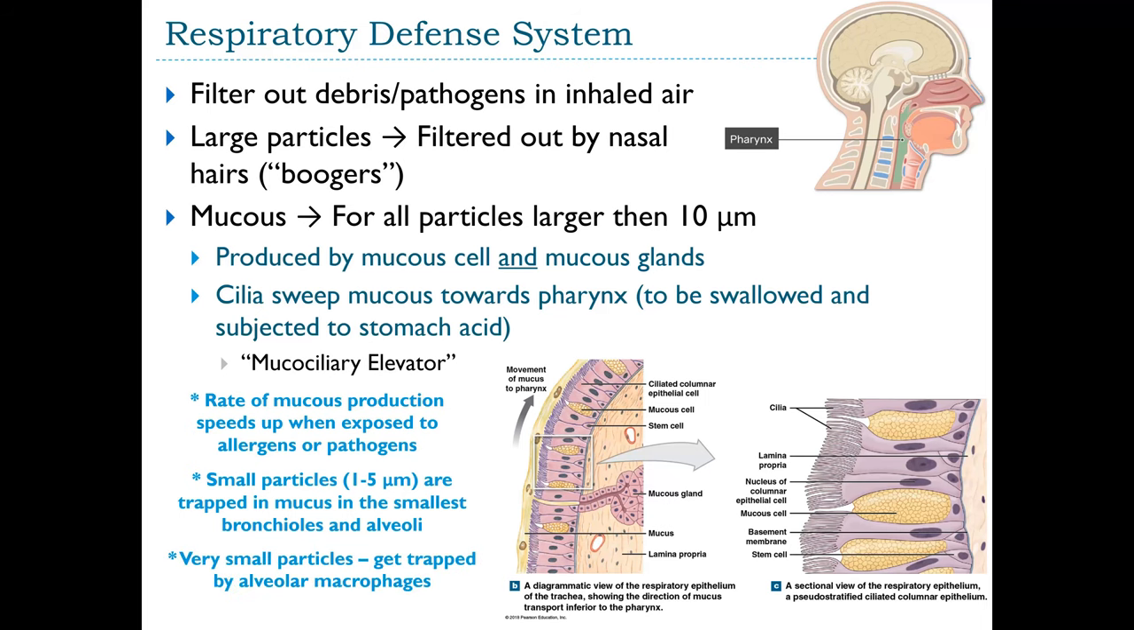Very, very small particles, so ones that are too small to really get trapped in the mucus, are actually trapped and phagocytized by macrophages that hang out inside the alveoli, and so they are called alveolar macrophages, and we'll mention them again later when we look at the structure of the alveoli.